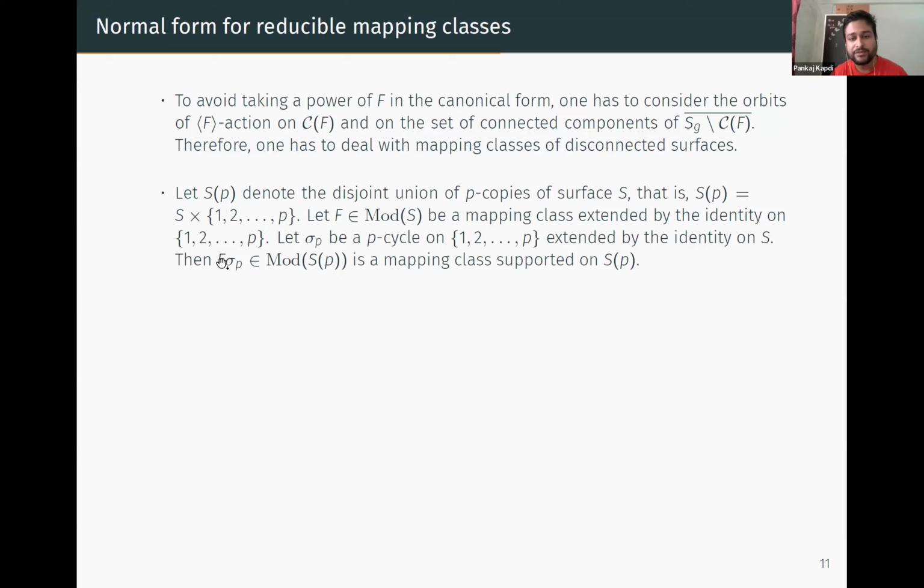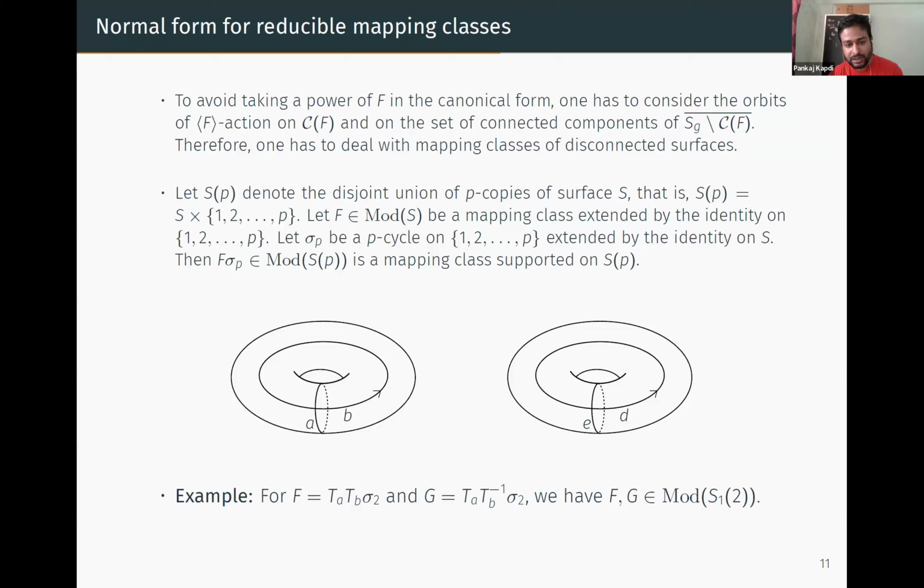So if I have a mapping class f in Mod(S), then this composition f sigma_p is a mapping class in the mapping class group of the disconnected surface S_p, and all these p many copies form a single orbit under this mapping class f sigma_p. For example, here, if I have T_A T_B sigma_2 and T_A T_B inverse sigma_2, they both are mapping classes supported on disconnected surfaces which form an orbit of size 2 of tori. There are two tori, and these two mapping classes are supported on this union of disjoint copies of two tori.